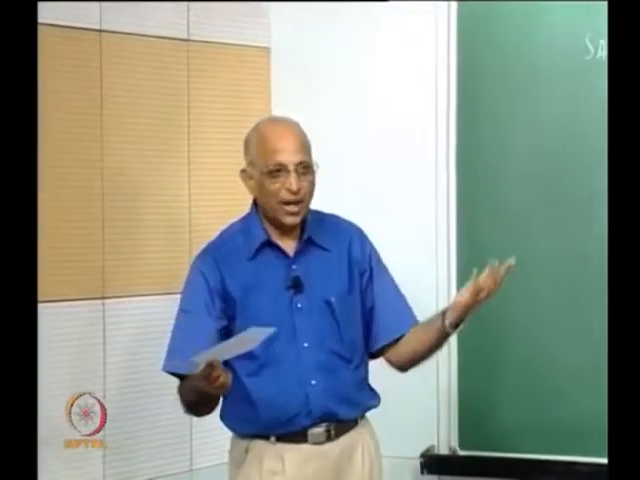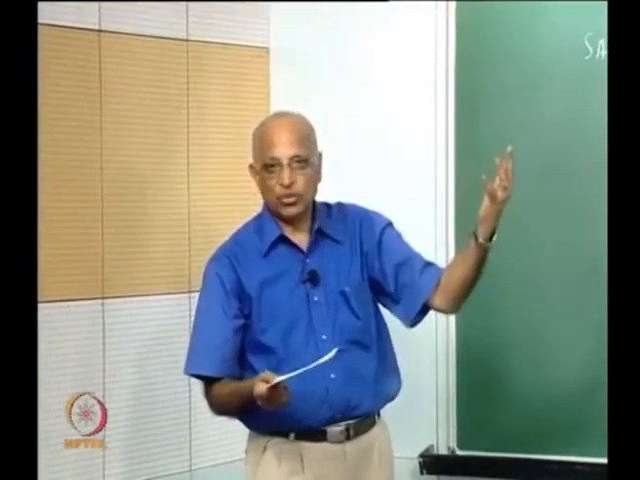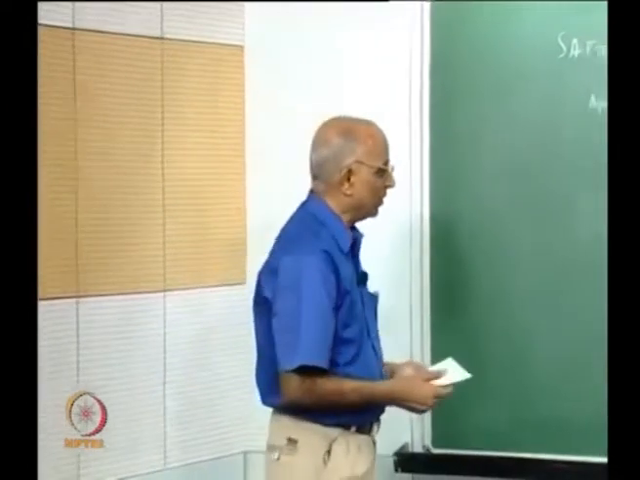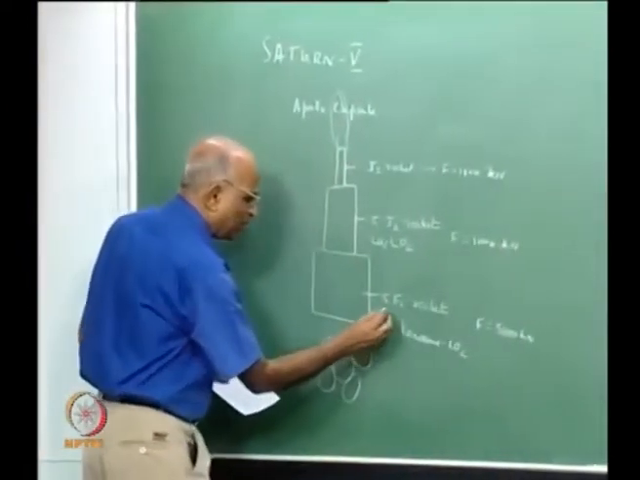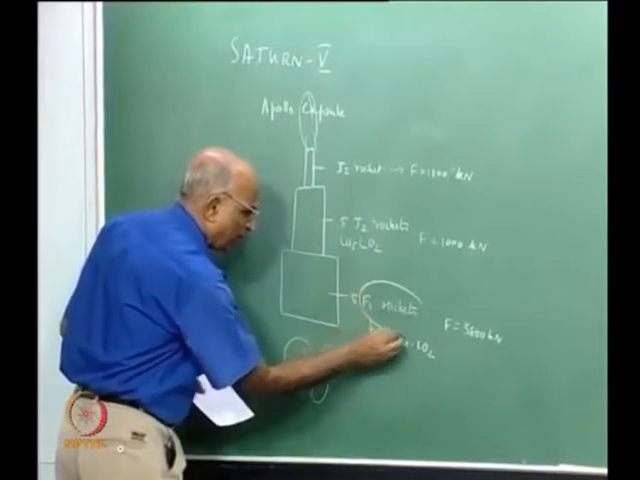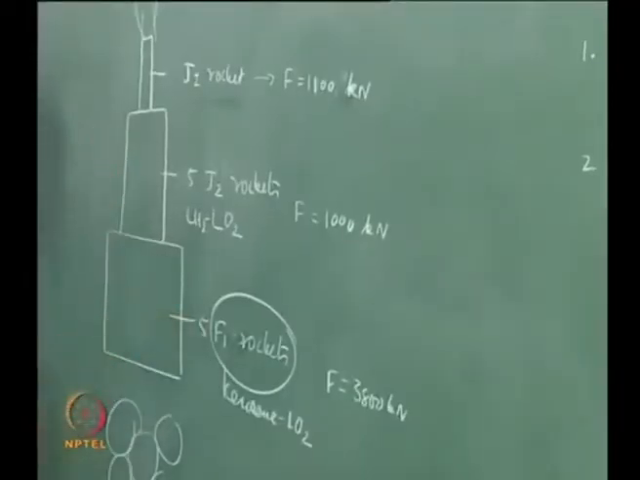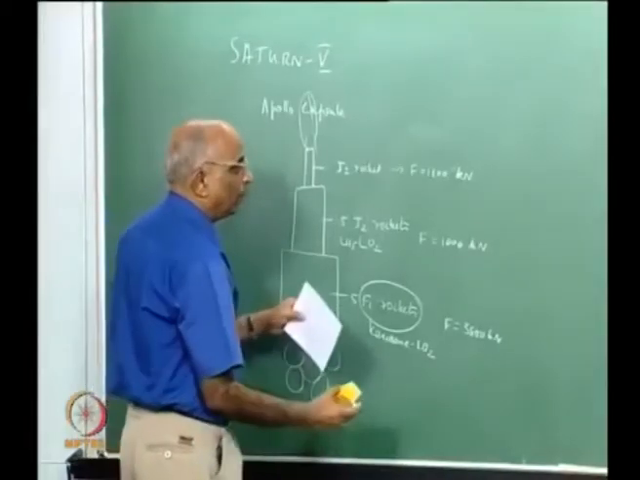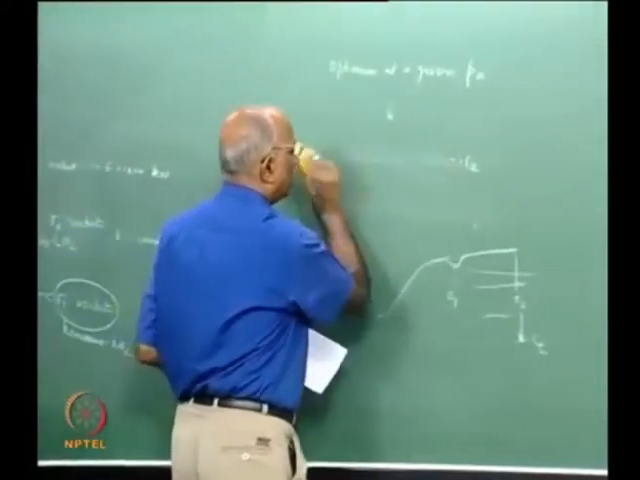Altitude, that means higher the altitude I get more specific impulse and therefore higher thrust. Therefore, let's take the example of one F1 rocket out of all these 5. Let us do the nozzle problem related to, let us say, one F1 rocket.